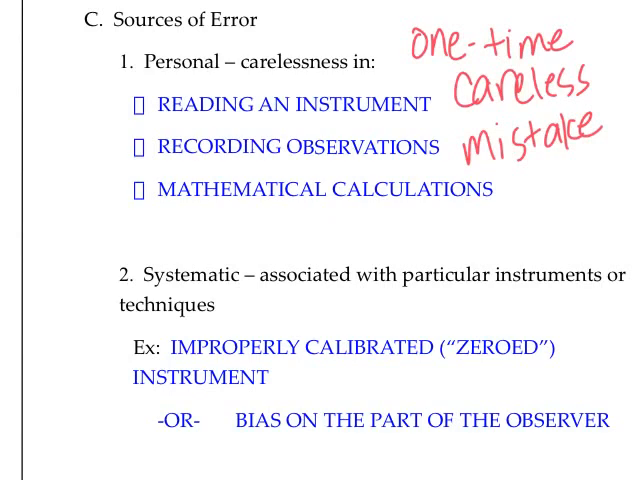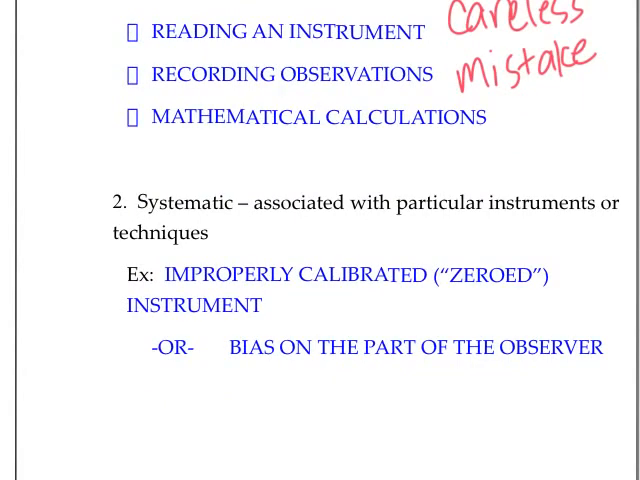For this part that says bias on the part of an observer, this would be something perhaps like a bad habit. It's not a one-time careless mistake. It's something that habitually is done over and over again that's incorrect in your lab technique. So for example, if a person always rounds up to the next whole number, regardless of whatever the actual data would be, that would be a bad habit. You want to record as much precision in your data as possible.